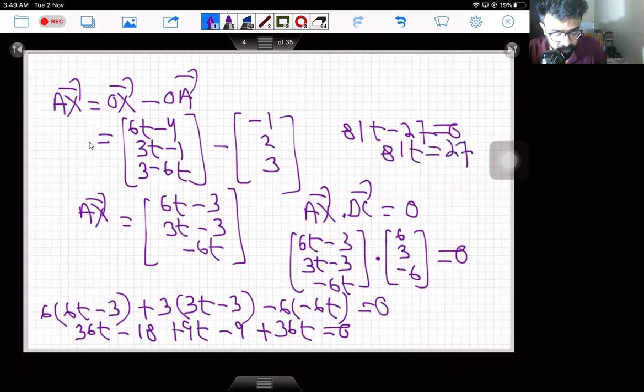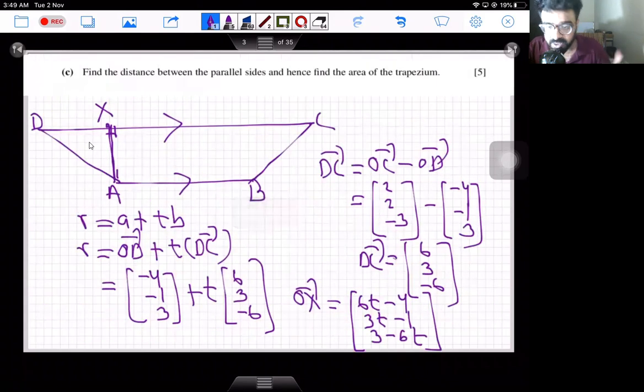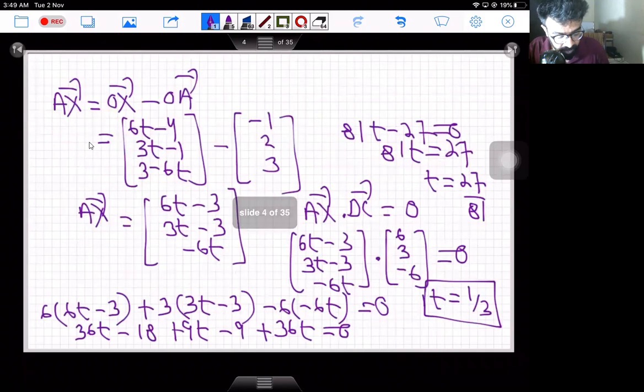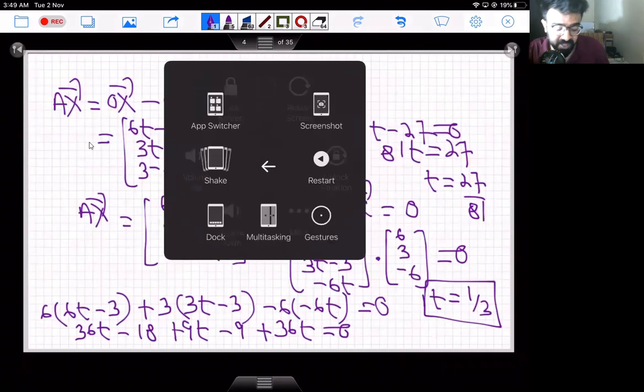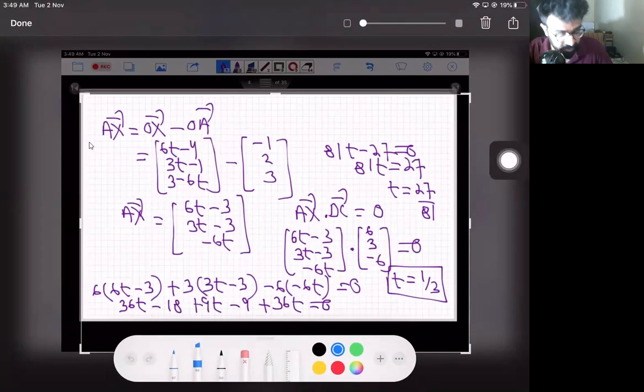And therefore, t is equal to 27 divided by 81. In its simplest form, t is equal to 1 over 3. This is the value t is equal to 1 over 3, which is satisfying this condition that the line AX is perpendicular to the line DC. Okay. So what do we need to actually find? The magnitude of AX, right? The magnitude of AX is basically the height of the trapezium.